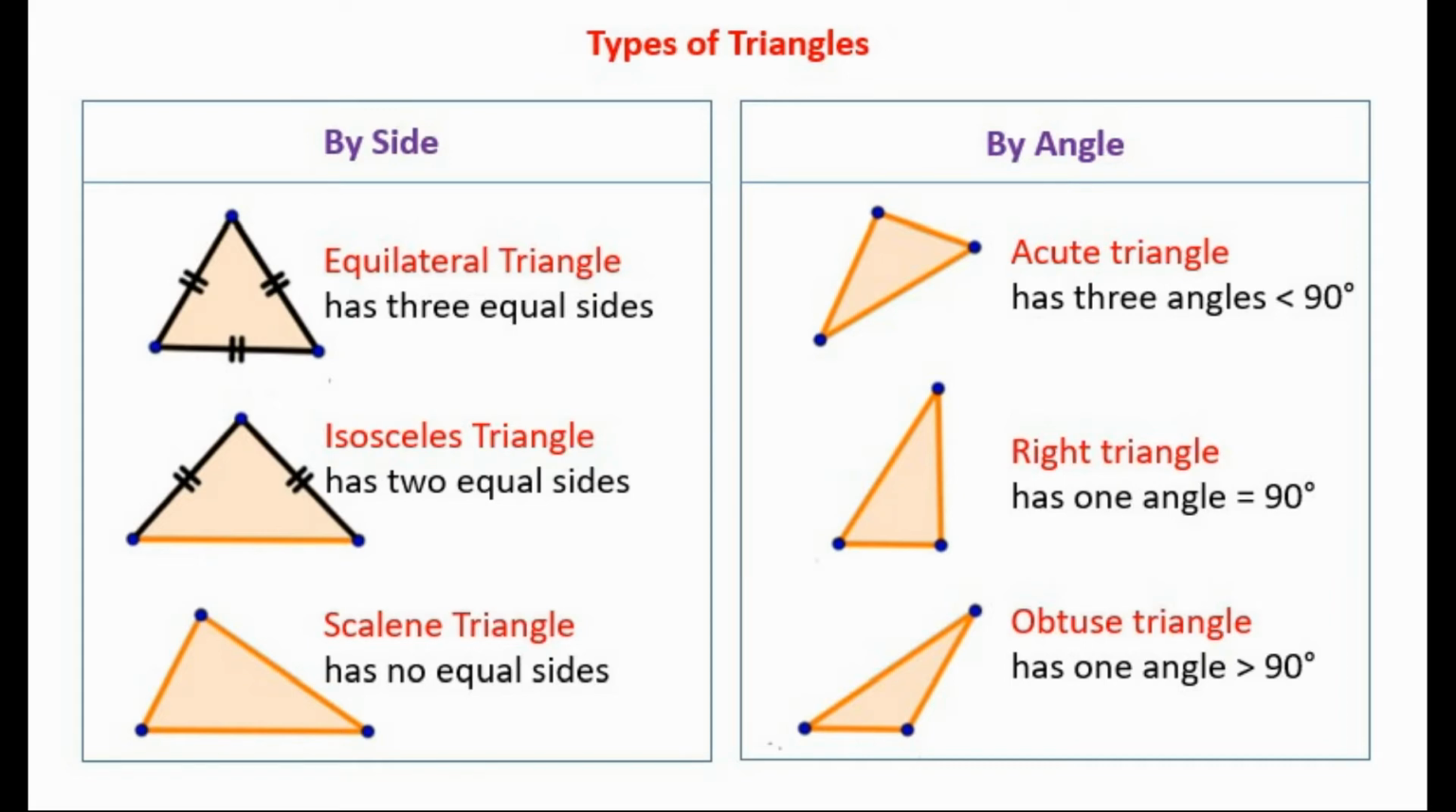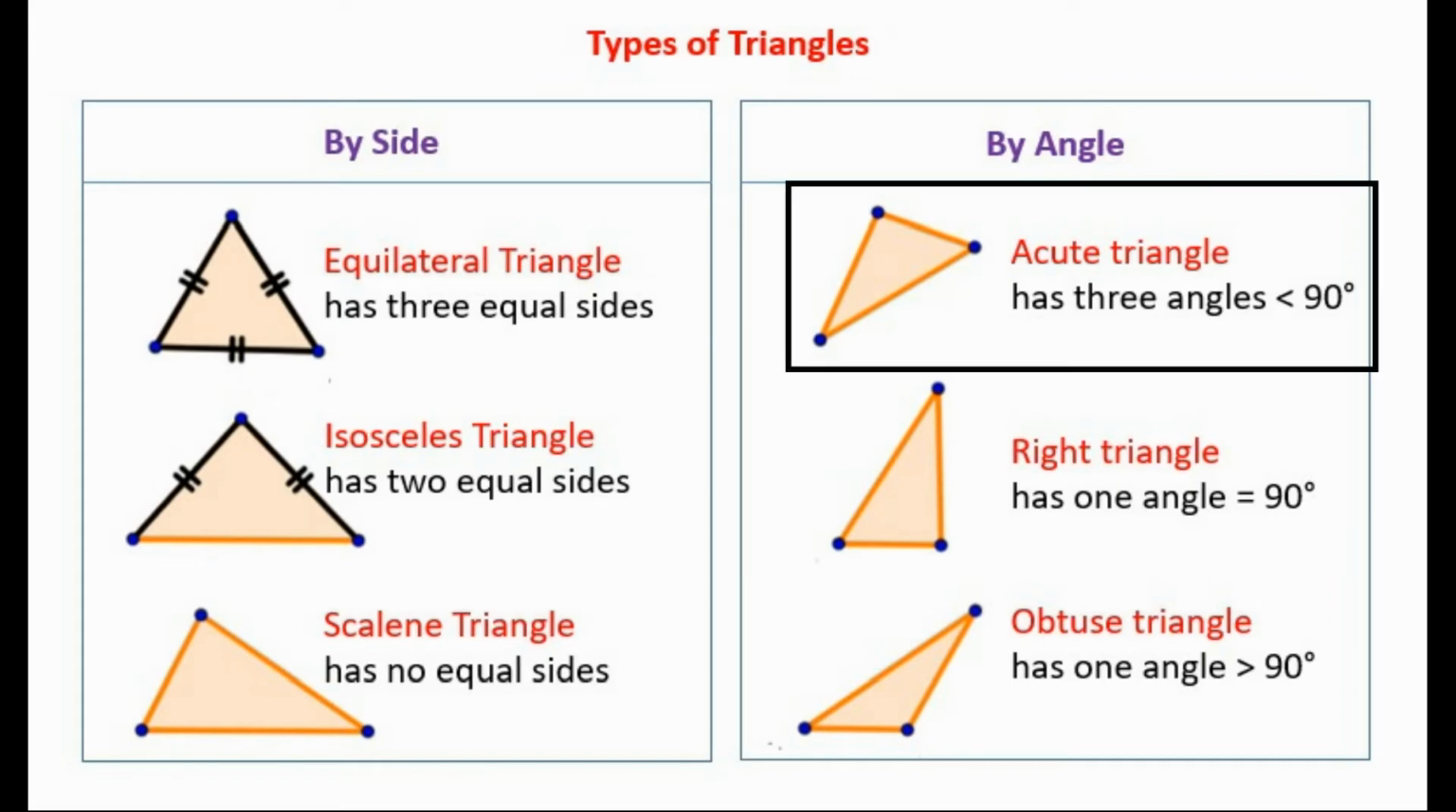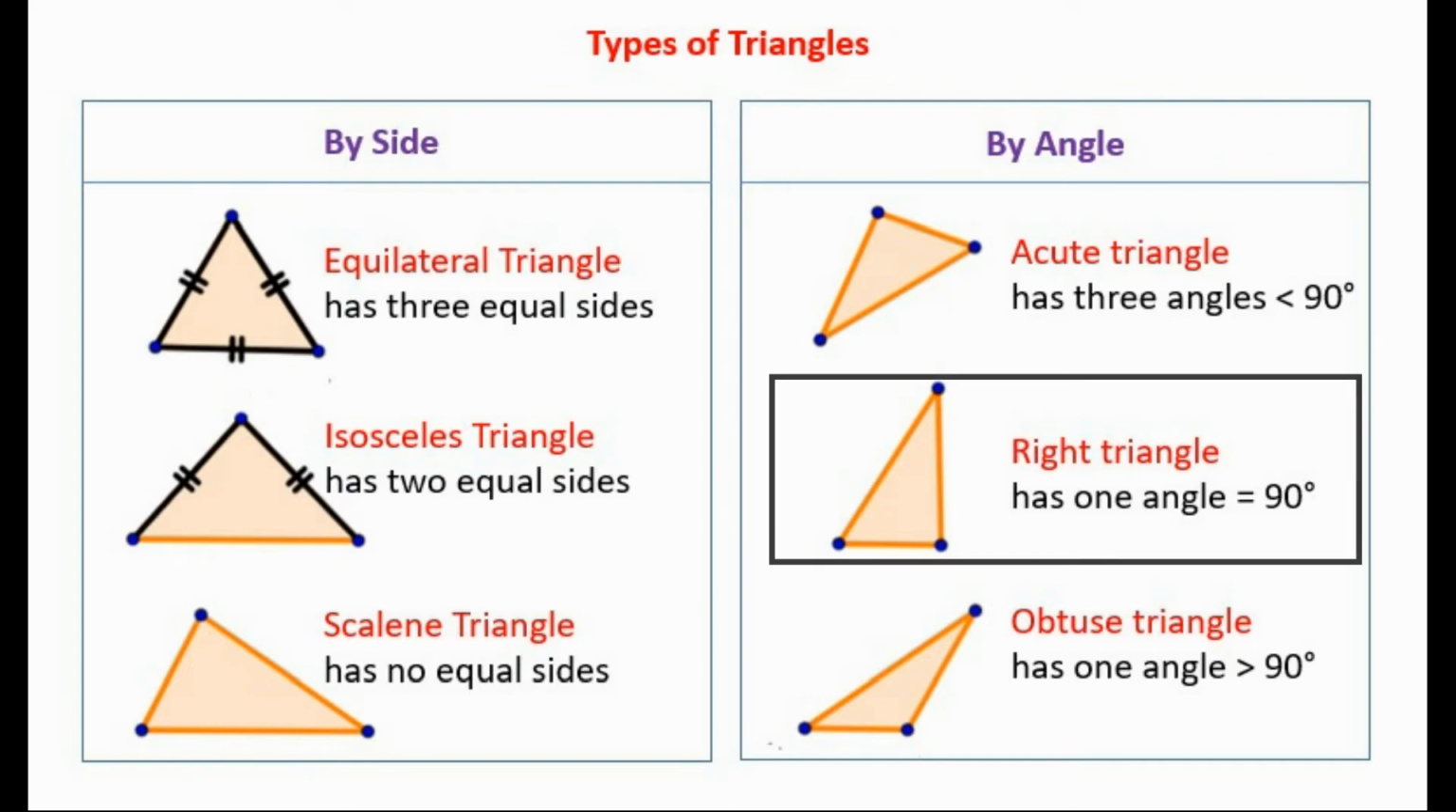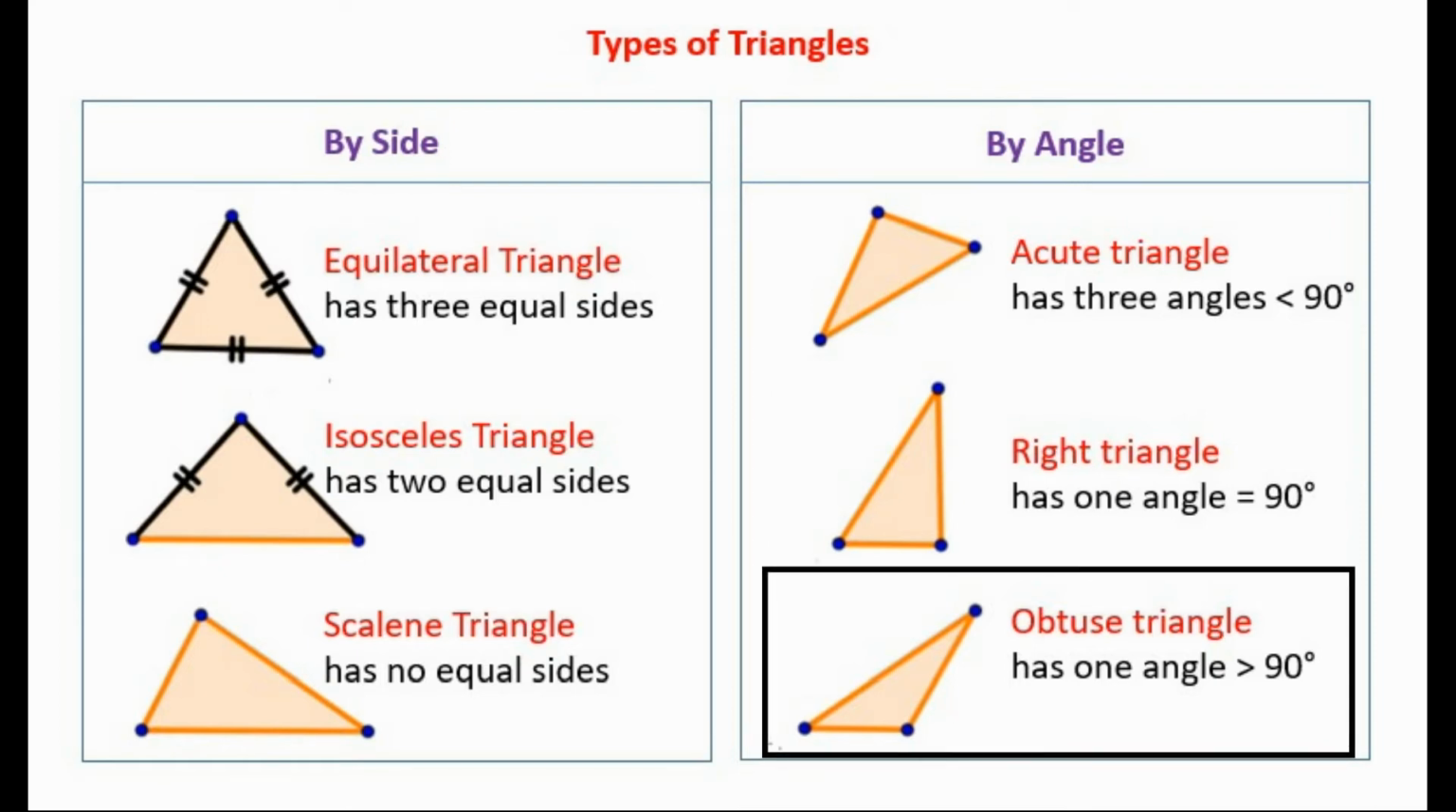And then by angle, we have acute triangle, which has three angles less than 90 degrees, right triangle, which has one angle equal to 90 degrees, and obtuse triangle, which has one angle more than 90 degrees.